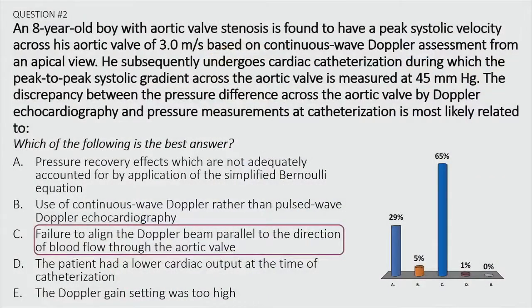Okay, B, continuous wave Doppler rather than pulse wave Doppler. Using continuous wave Doppler would not tend to underestimate it, whereas if you used pulse wave Doppler, you might underestimate it. Continuous wave will pick up that peak velocity because it has range ambiguity. You don't know where you are, but it'll get all the velocities across the whole line. So you won't tend to underestimate using that technique.